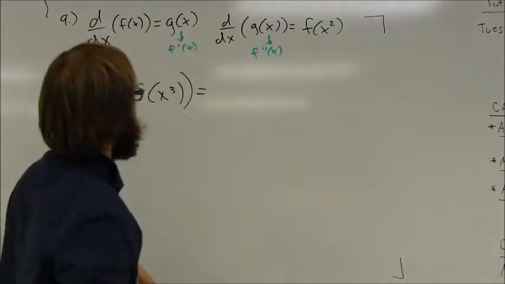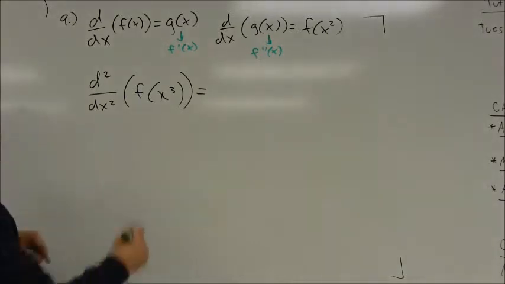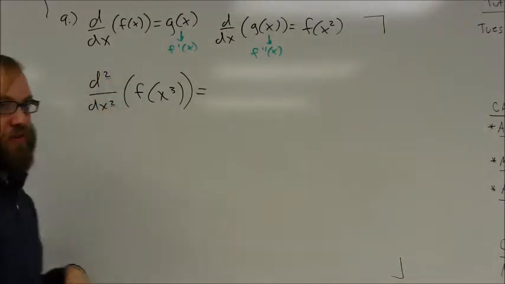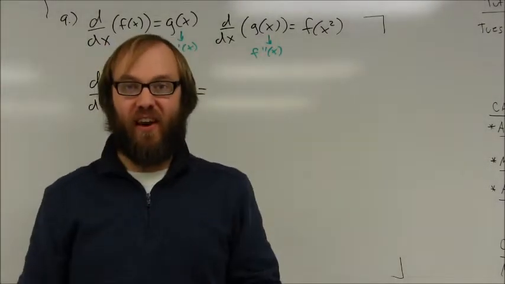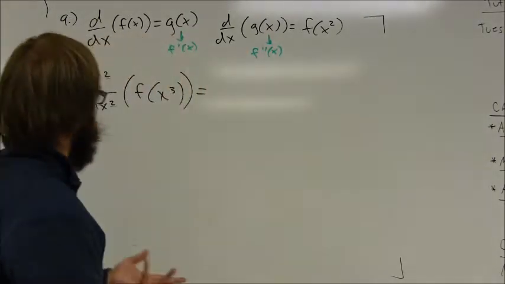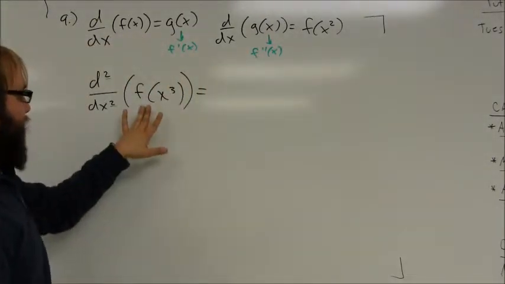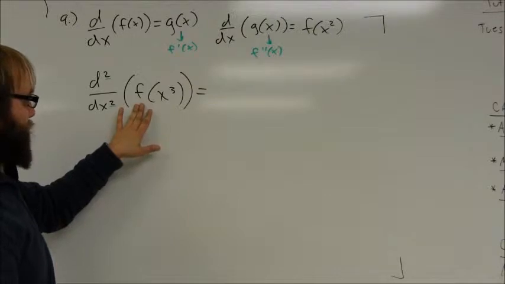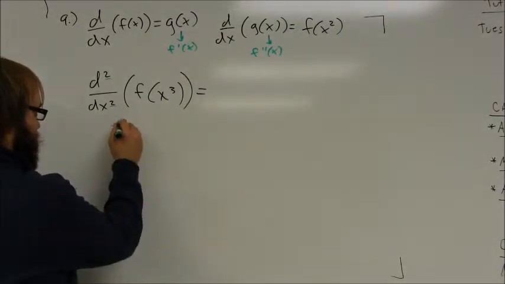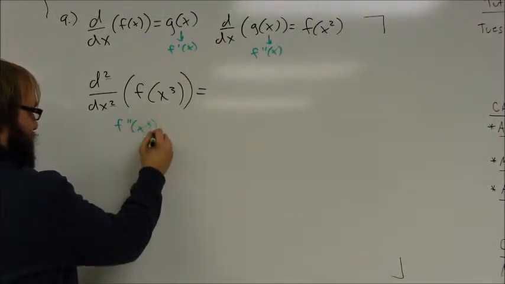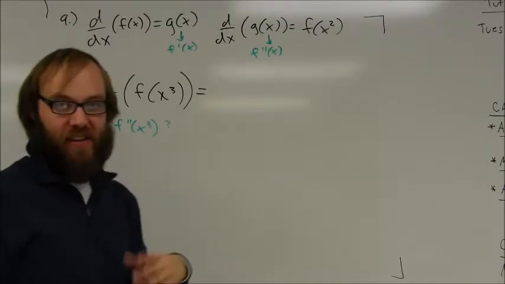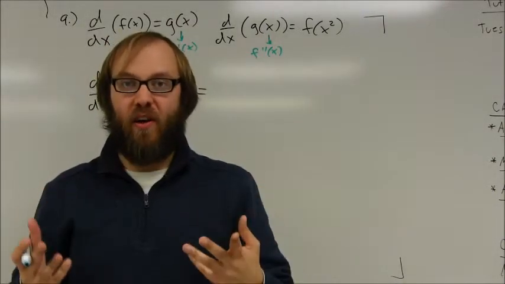Other things I notice here. The notation here kind of looks like the derivative. You notice that they have those 2's there. That's a second derivative. So what they're really asking me to find here is f double prime of x cubed. And in fact, you may even want to put that in there. Now we don't exactly know what that means, but it's a starting point.